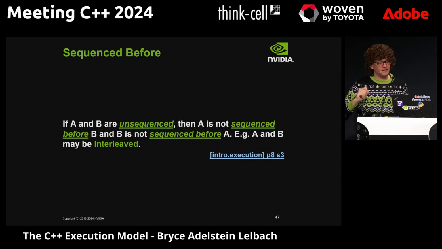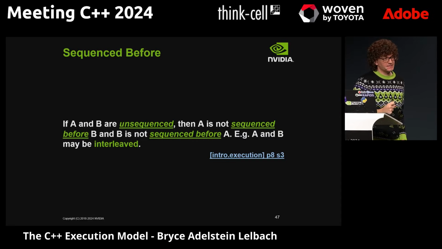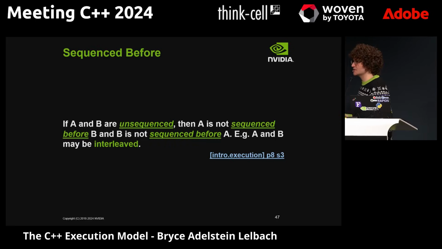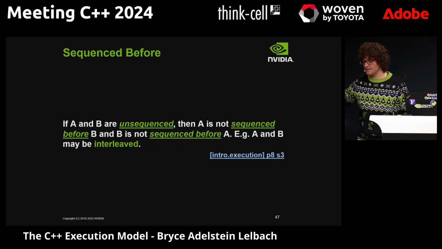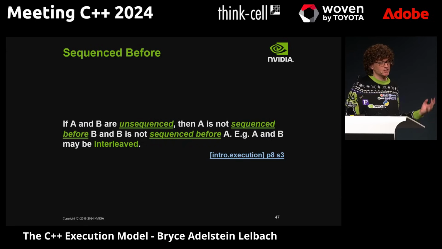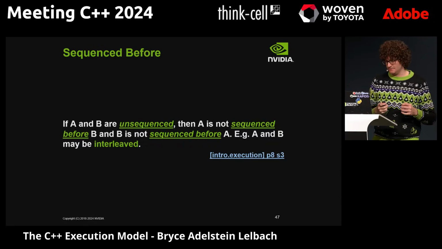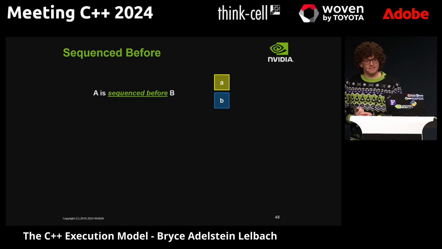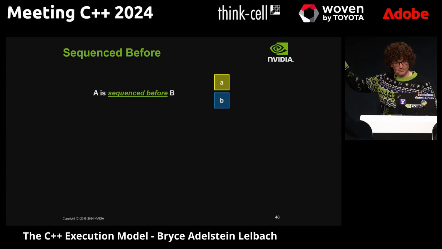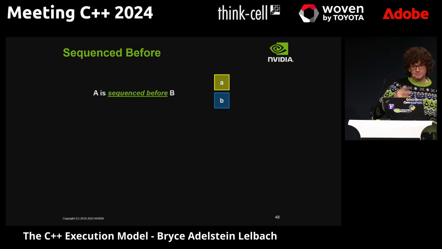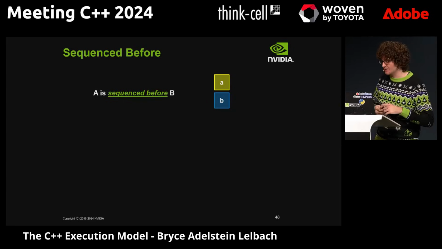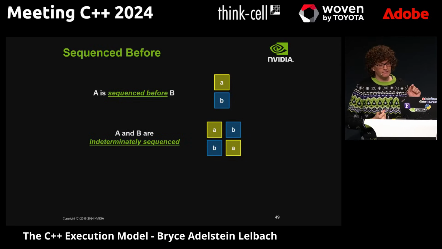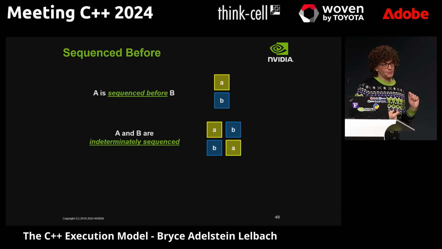If A and B are unsequenced, then A is not sequenced before B, and B is not sequenced before A. So that suggests that the evaluation of A and B might be interleaved. It might actually occur at the same time. So let's look at this with an example. If A is sequenced before B, then A executes before B. This is serial execution, which is how our minds typically tend to think. If A and B are indeterminately sequenced, then one of them executes before the other, but we don't know which.